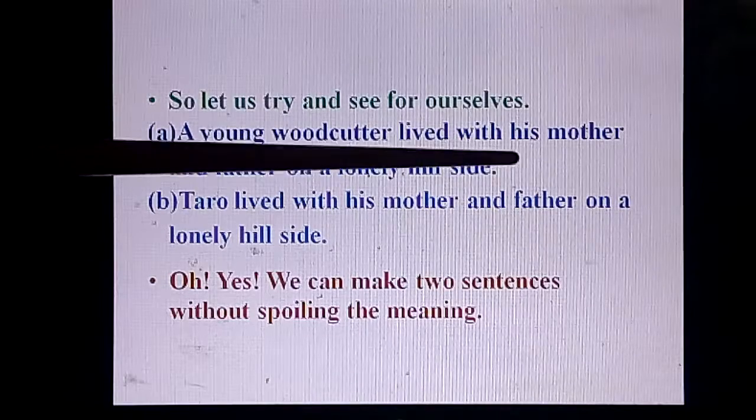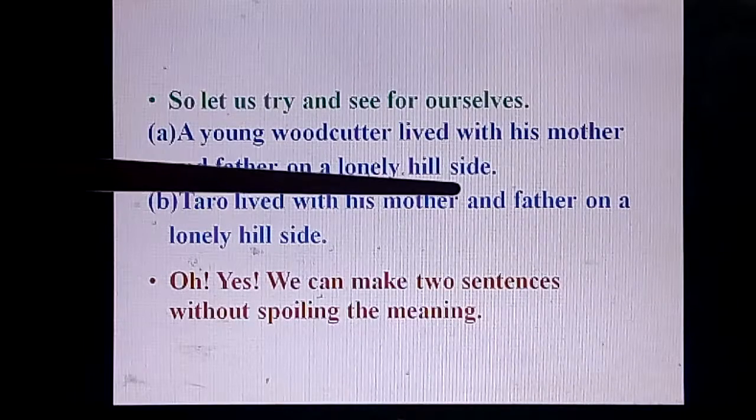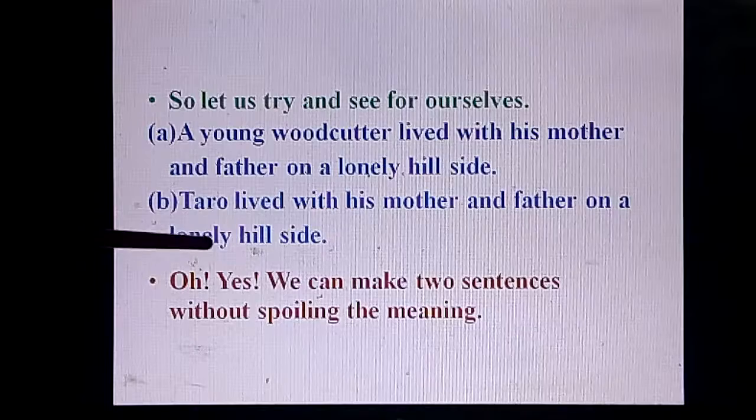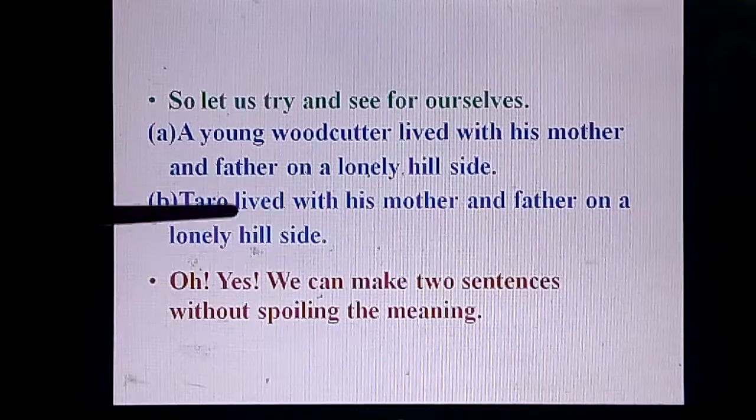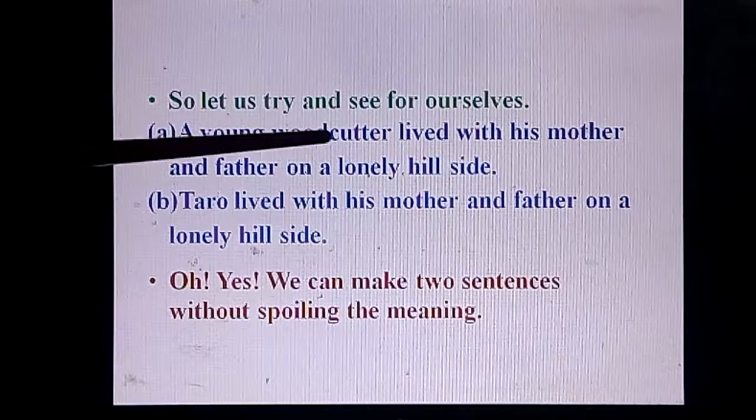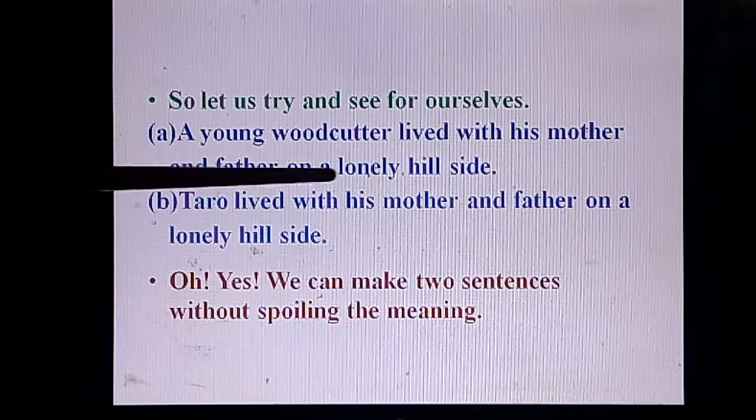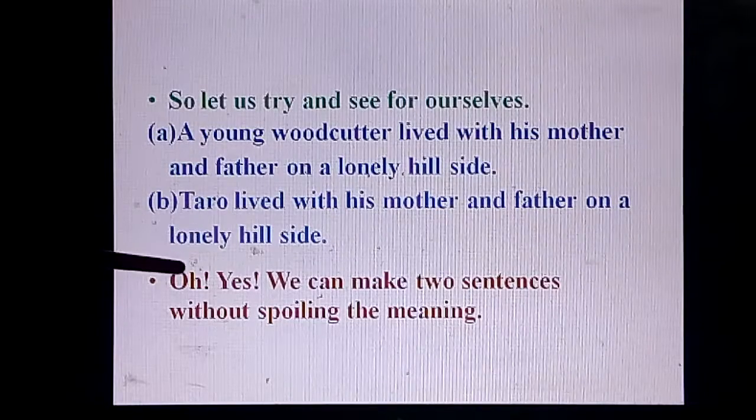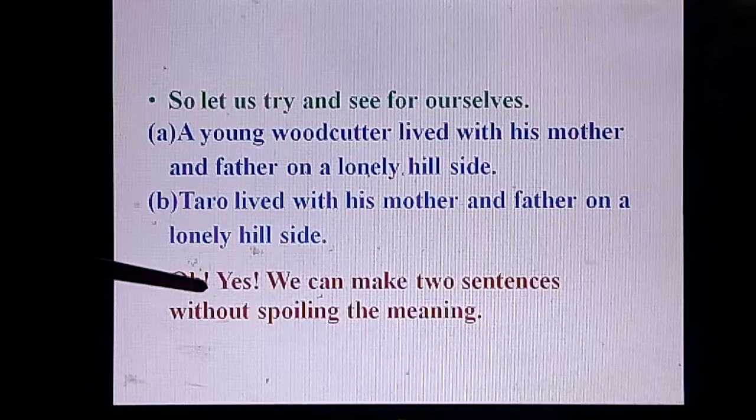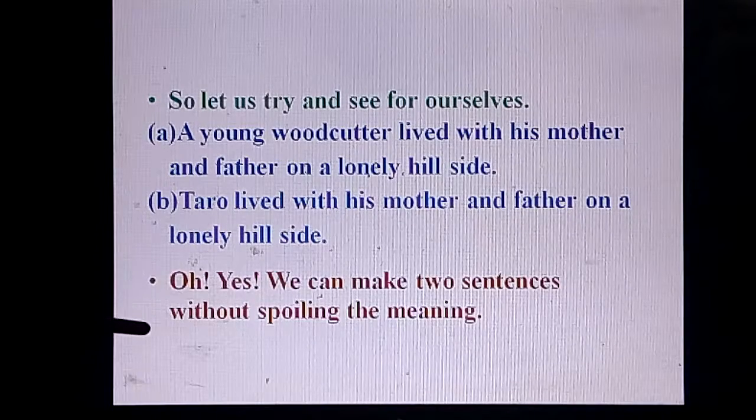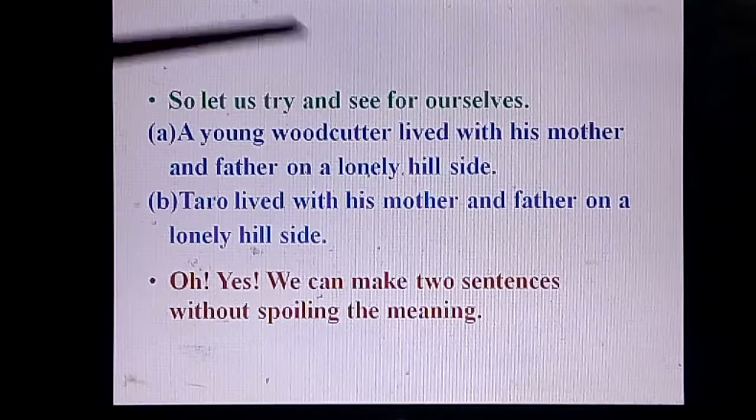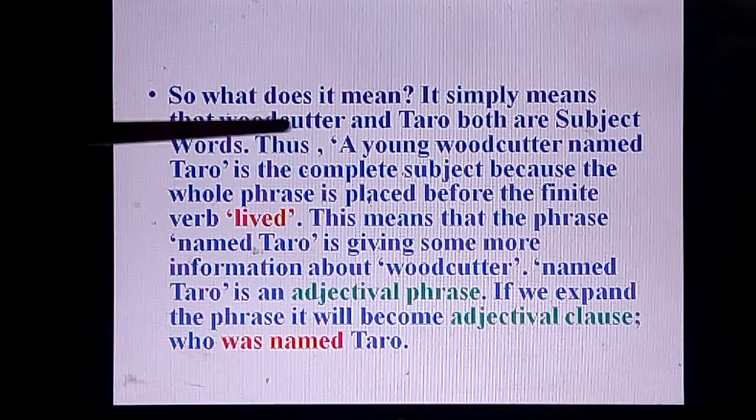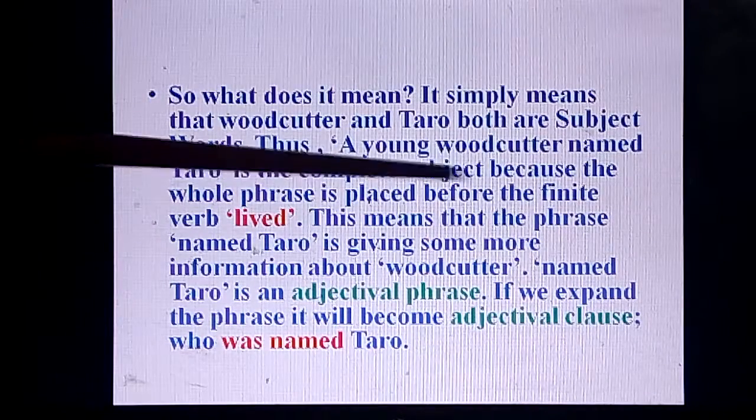A young woodcutter lived with his mother and father on a lonely hillside. Taro lived with his mother and father on a lonely hillside. So both are making good sense. A young woodcutter lived with his mother and father on a lonely hillside. Taro lived with his mother and father on a lonely hillside. Right? So these are the ways to test. Yes, we can make two sentences without spoiling the meaning, isn't it? So, what does it mean? It simply means that woodcutter and Taro both are subject words.